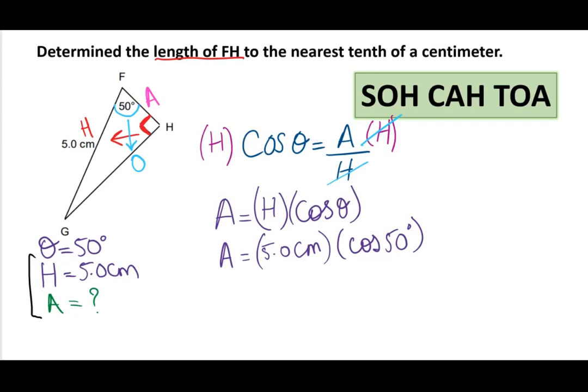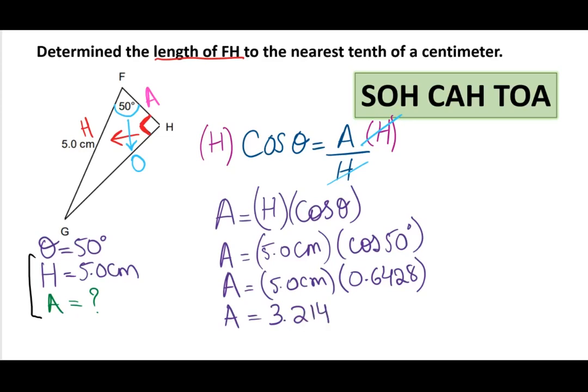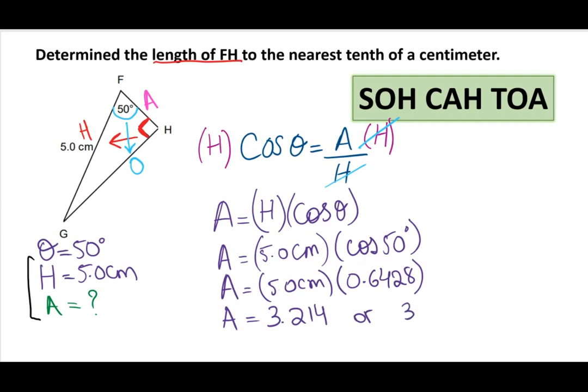When you calculate cos of 50 degrees, you just press cos and type 50. You're not going to use the second function. So cos of 50 is 0.6428. Let's multiply these two numbers to get the final answer. So the final answer is 3.214, or 3.2 centimeters.